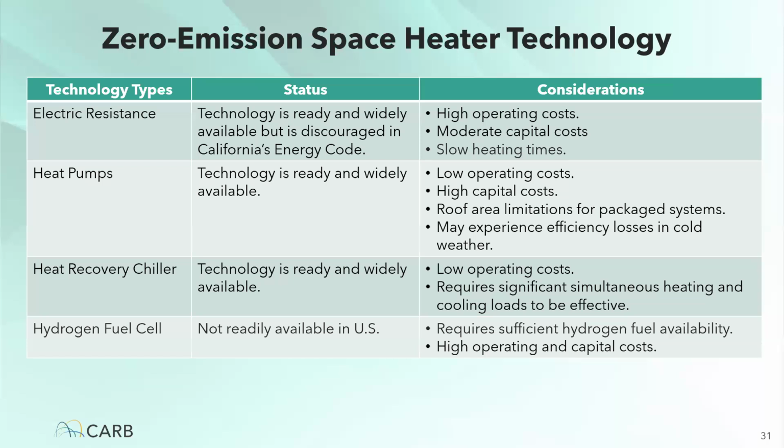However, technology advancements have allowed several manufacturers to begin offering products that meet ENERGY STAR cold climate certifications, which certifies that the equipment can operate efficiently when outdoor temperatures are as low as 5 degrees Fahrenheit. Heat recovery chillers are another available technology for heating large commercial buildings and have low operating costs, but require significant simultaneous heating and cooling loads to be effective, which can limit their applicability in many cases. Hydrogen fuel cells are not currently available in the U.S. and require sufficient hydrogen fuel availability for their operation.